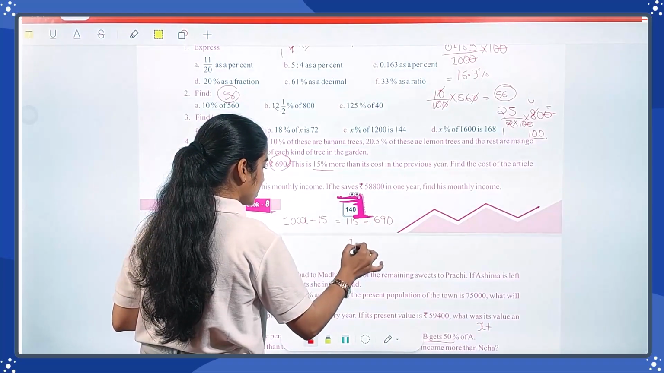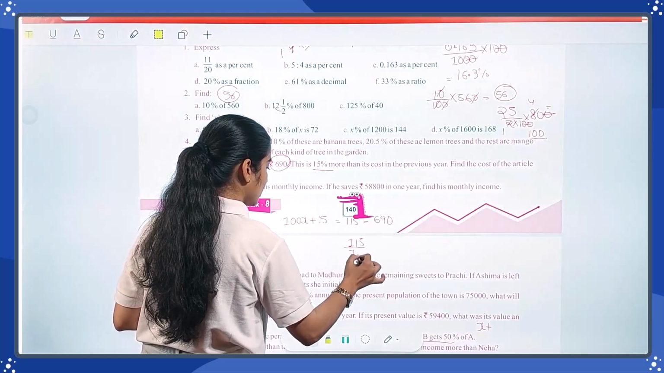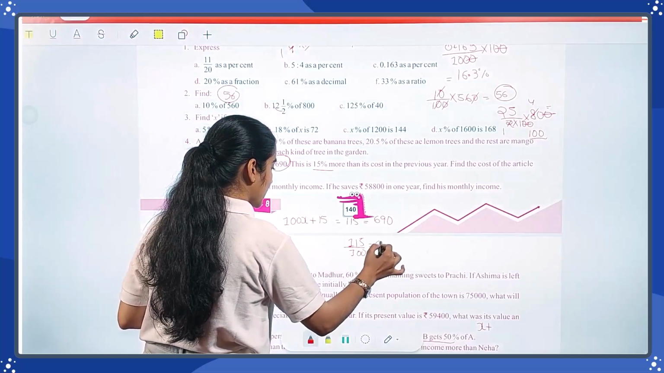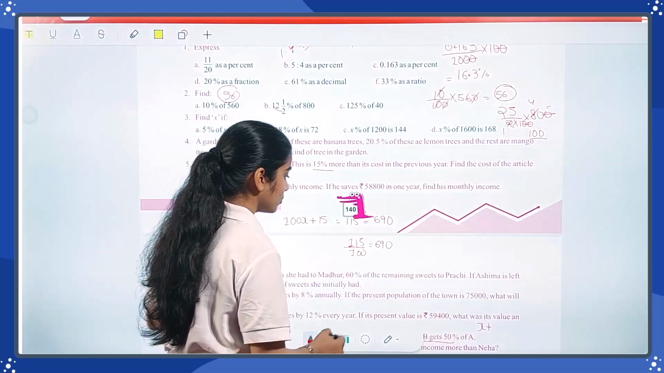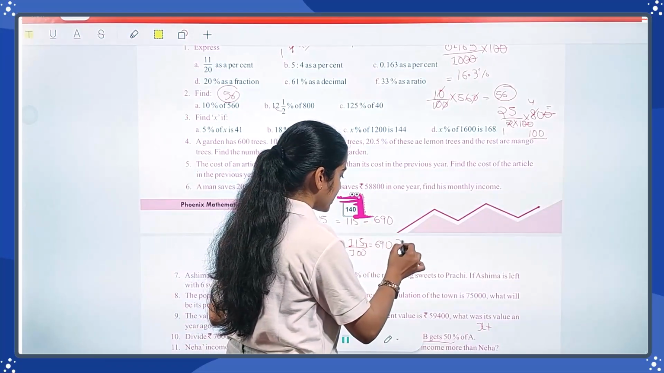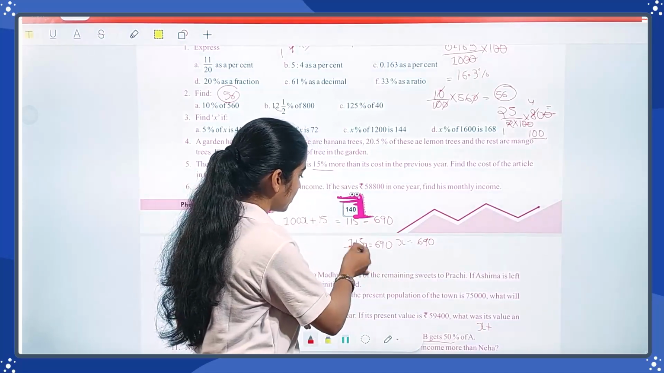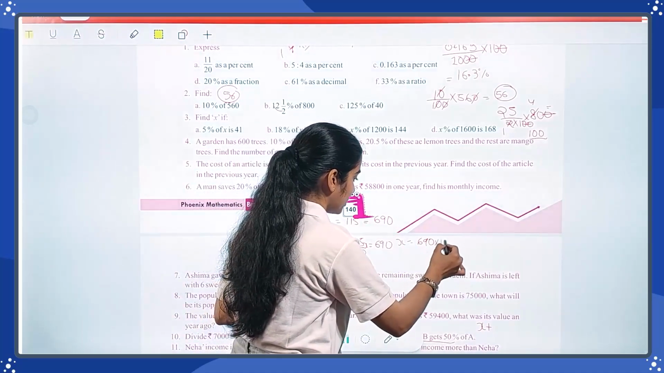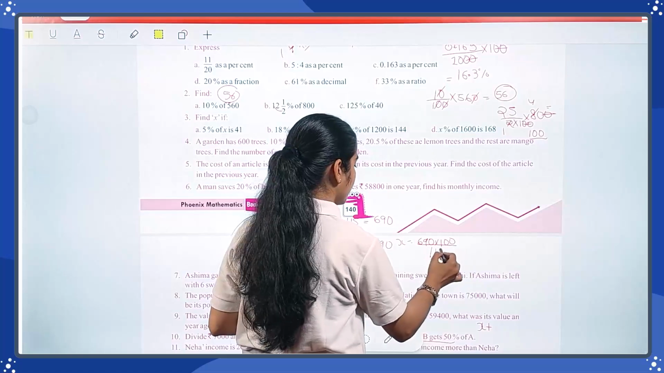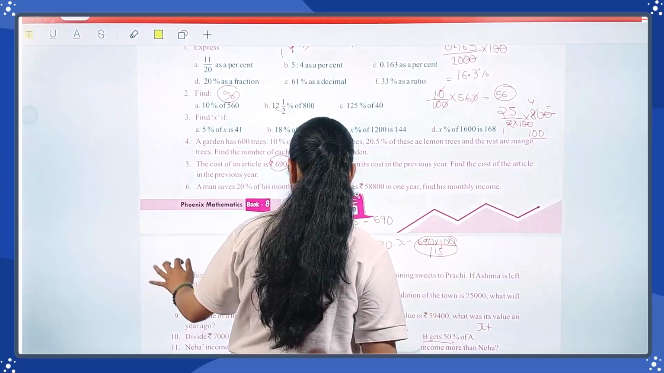So how can I convert it? 115 upon 100 is equal to 690. So what we have to do to find out the value? X is equal to 690, multiply by 100 and divided by 115. You got your answer here.